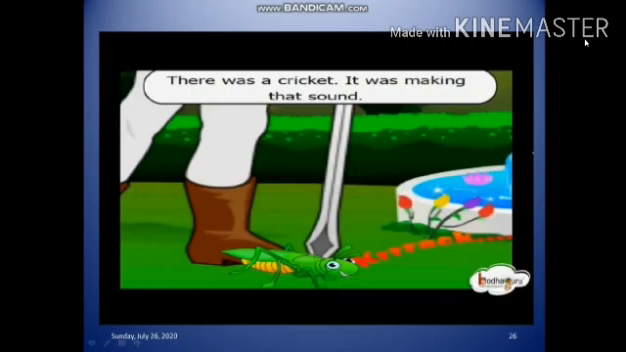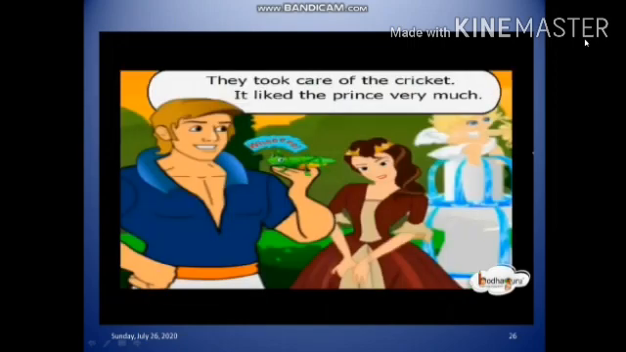There was a cricket. It was making that sound. They took care of the cricket. It liked the prince very much. The cricket went to the queen of insects. It told her everything. The queen was very happy and she said, "I would love to meet them."